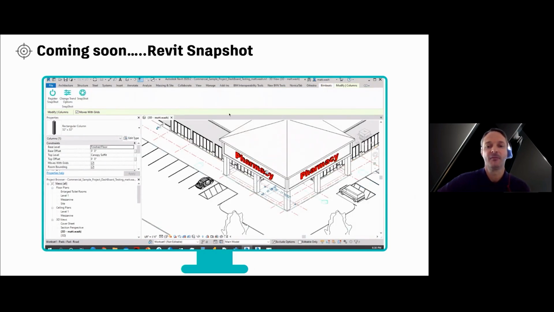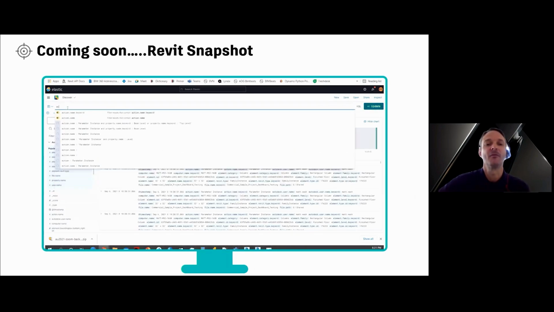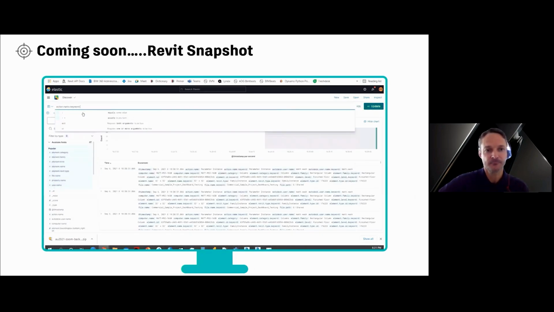So, one of our clients has said, we want to know whether or not elements are being modeled as they're going to be constructed. As an example, we can say, well, okay, if you extract the column category and give me the base and top level, we can see whether they are running level to level or whether they're running over multiple levels, as an example. So this is something we're working on at the moment.